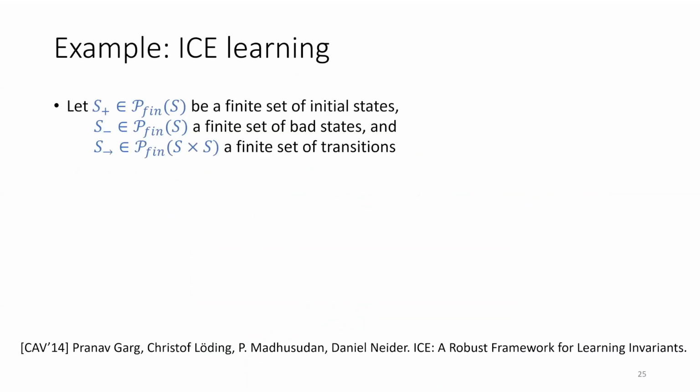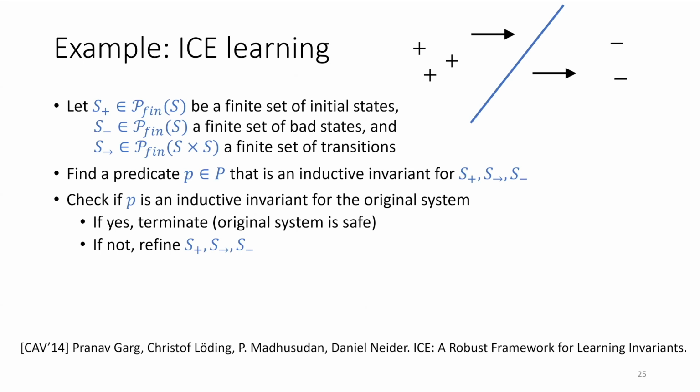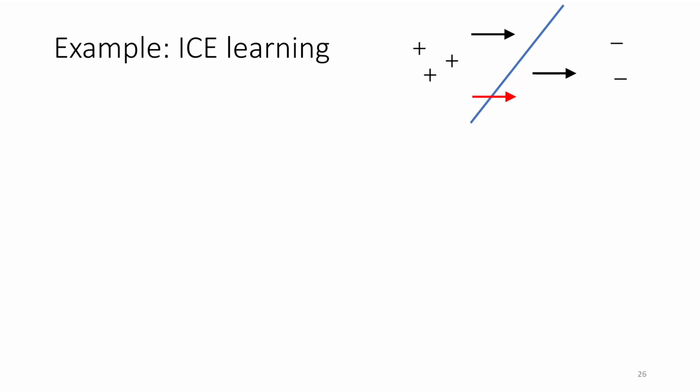All right, another classic algorithm is the ICE learning algorithm, where we have a set of positive states, negative states, and transitions. We ask ourselves, can we find a predicate that's an inductive invariant just for the system restricted to this finite set of positive constraints, negative constraints, and implication constraints. And then we check, is this an inductive invariant for the whole system? And if we get a counterexample, we add it to our finite set, and then we try to learn a new predicate. So you can also define a Lagrangian for this algorithm.